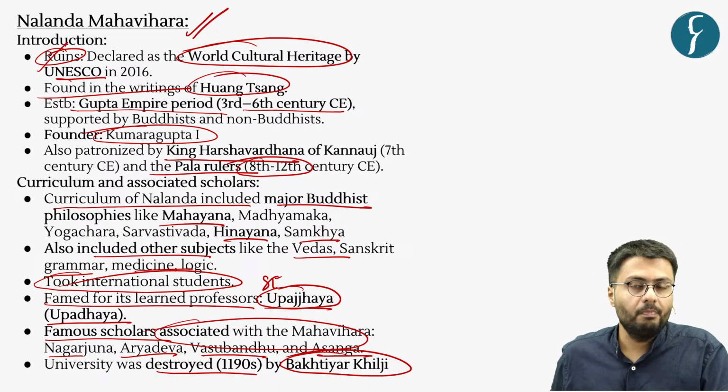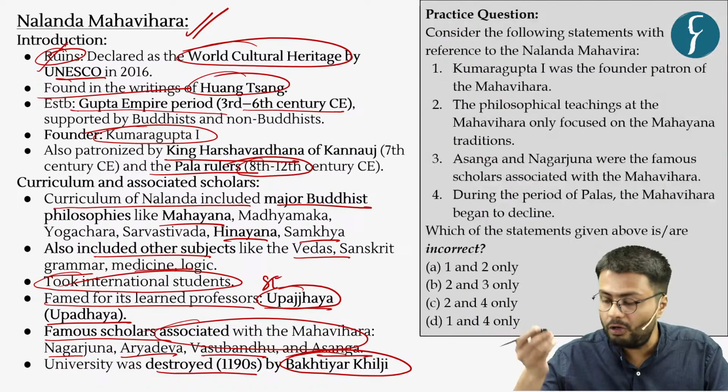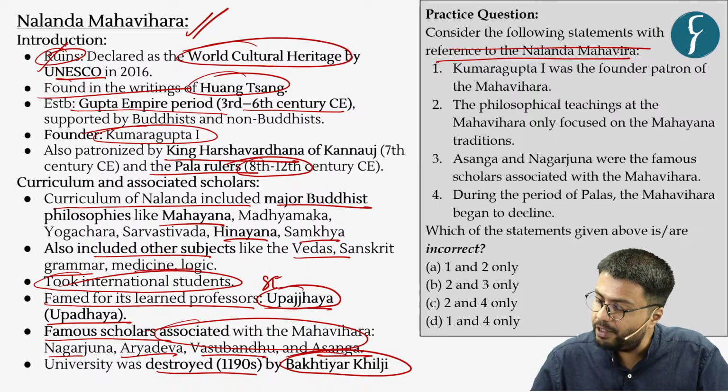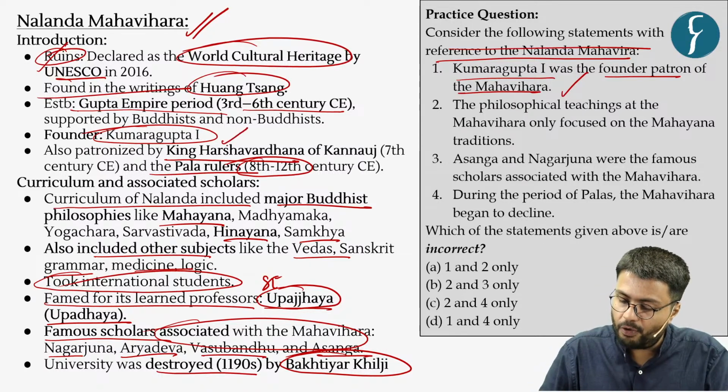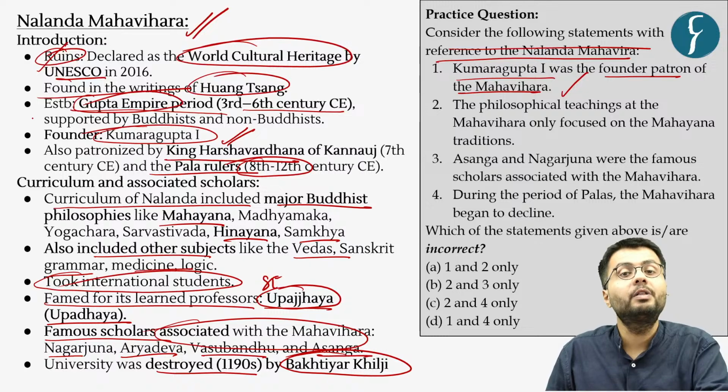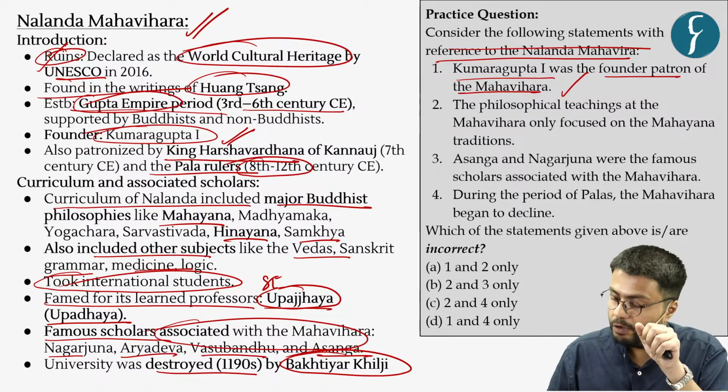So based on this information, let us now solve the practice question. Consider the following statements in reference to Nalanda Mahavihara. Kumaragupta I was the founder of this Mahavihara, which is a correct statement as I have already highlighted here, because Kumaragupta was a Gupta emperor and Kumaragupta first established this very university.